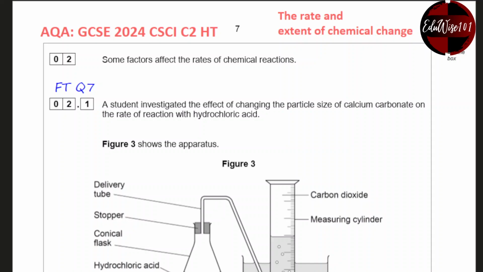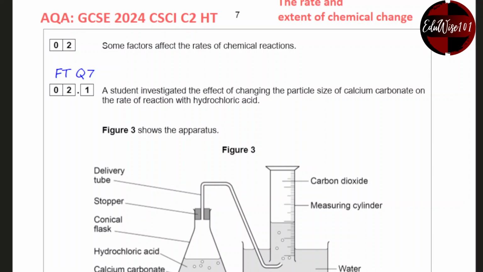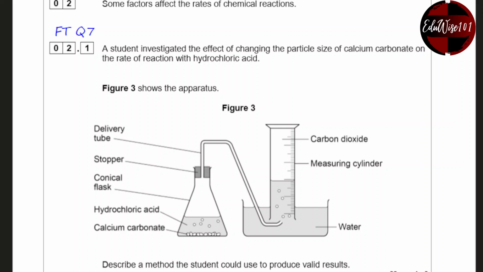2.1, a student investigated the effect of changing the particle size of calcium carbonate on the rate of reaction with hydrochloric acid. So they're going to try and change the effect of particle size on the rate of reaction, and they're using hydrochloric acid and calcium carbonate or limestone.